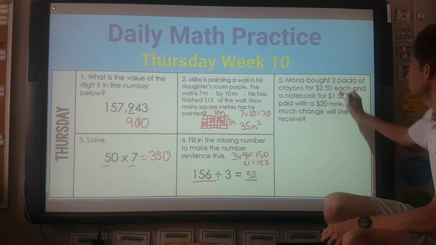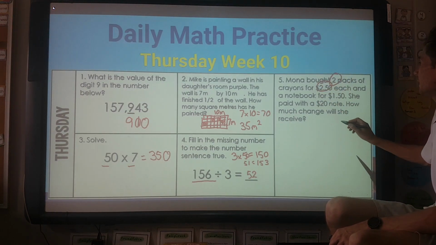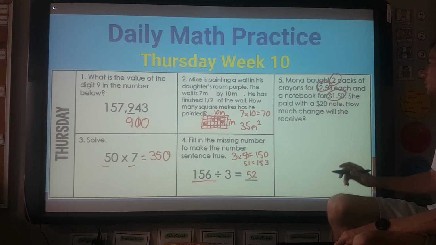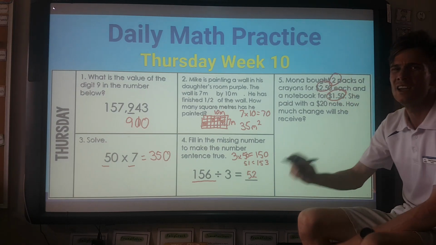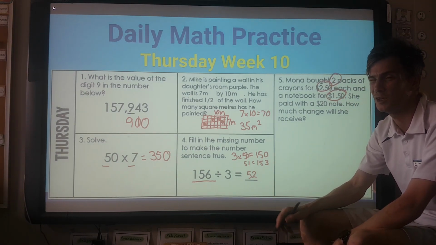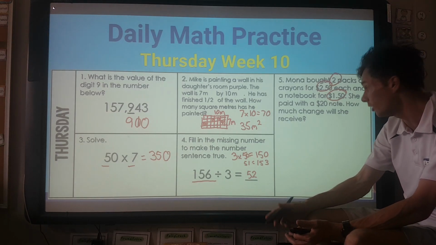Alrighty, Mona bought 2 packs of crayons for $2.50 each, and a notebook for $1.50. She paid with a $20 note. How much change will she get? So if I want to work out how much change she will get, the first thing I need to figure out is how much it is actually costing her.